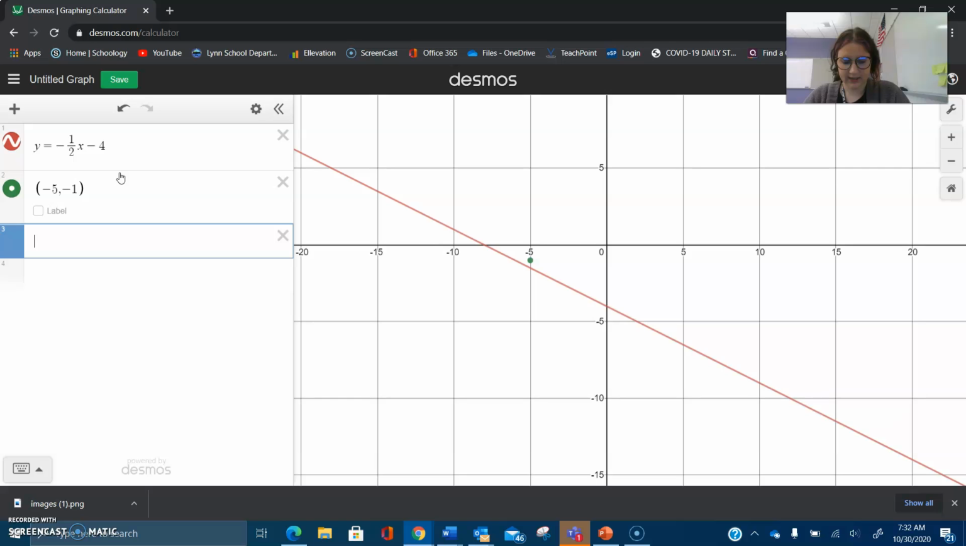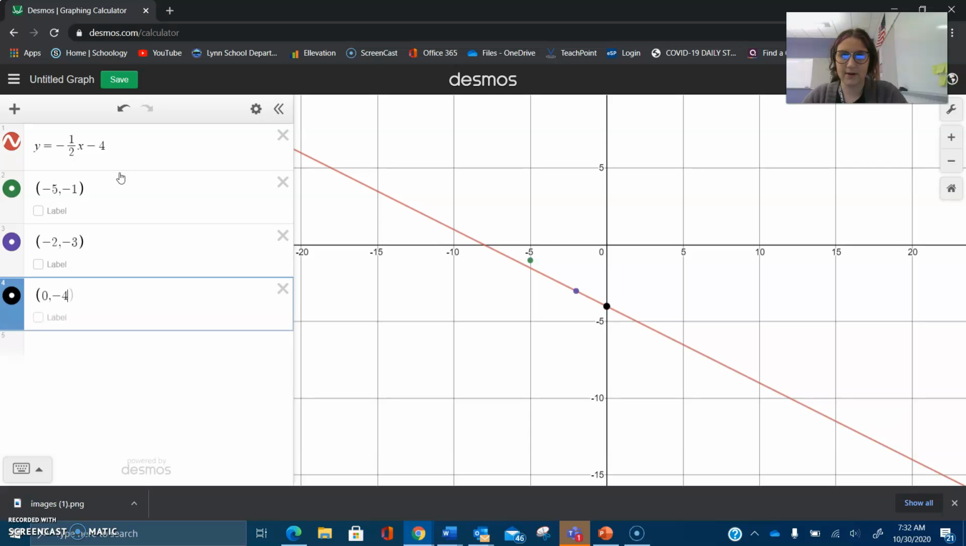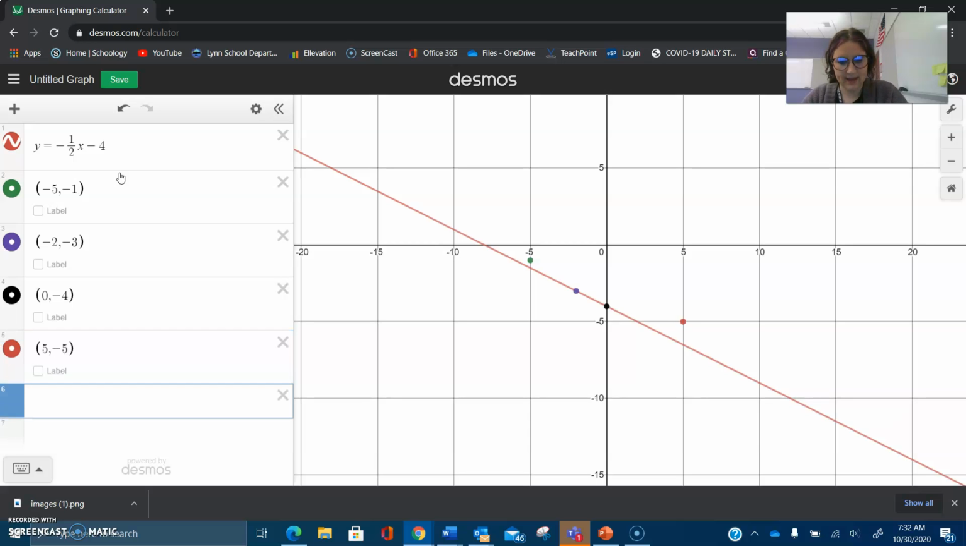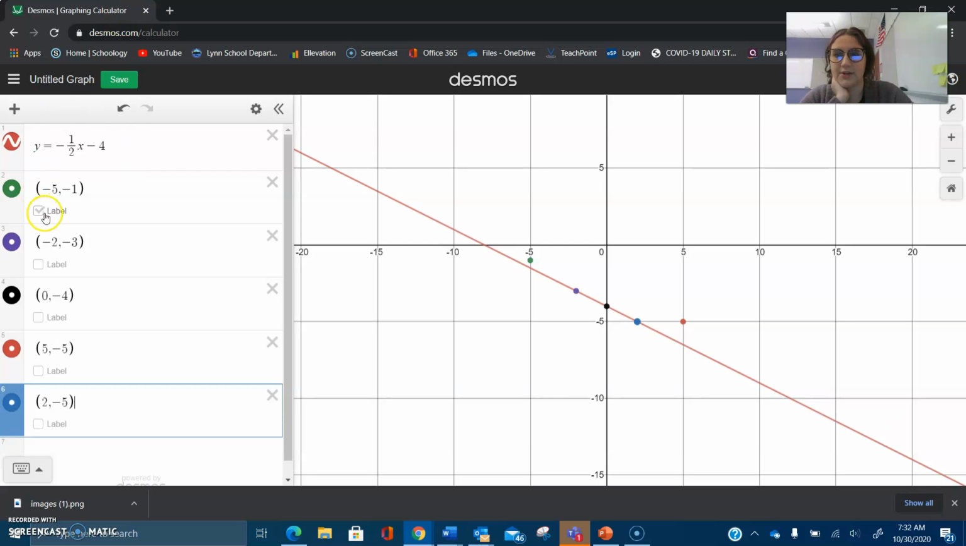All right, I'm going to do the next point, which was -2, comma, -3. There it is in purple. Then the next point is 0, comma, -4. There it is in black. The next point was 5, comma, -5. And the next point was 2, comma, -5. So there's all my points.